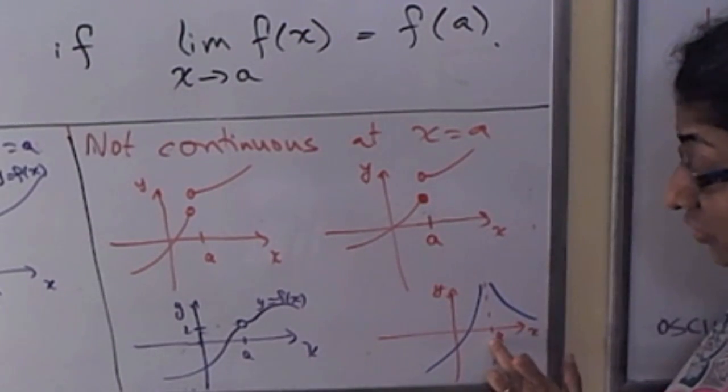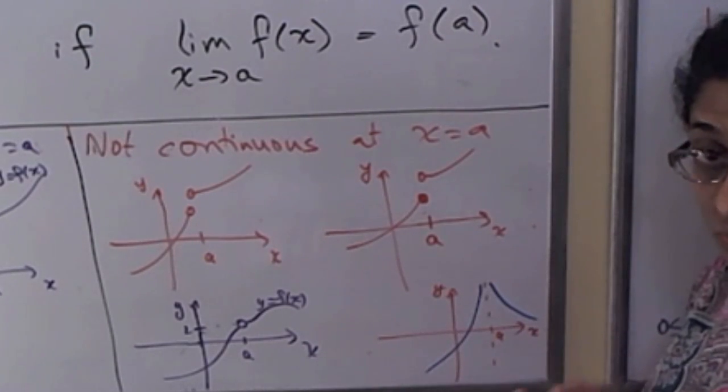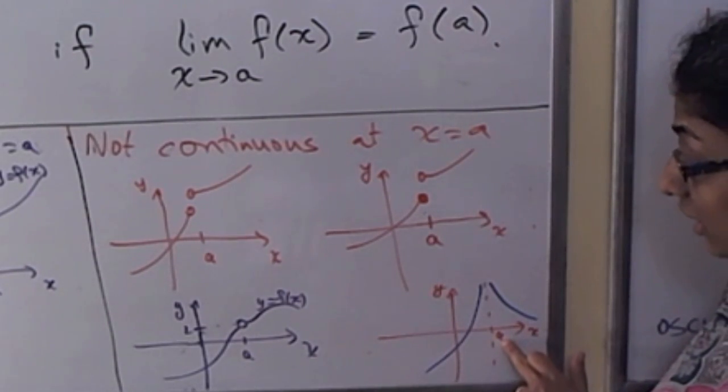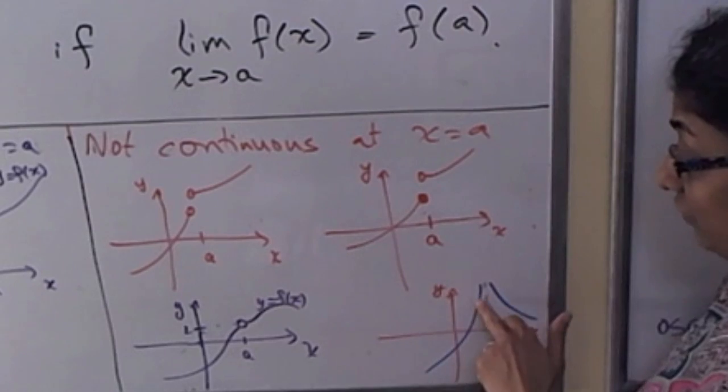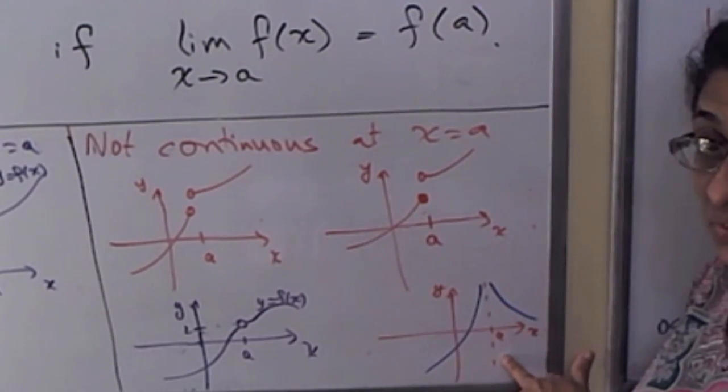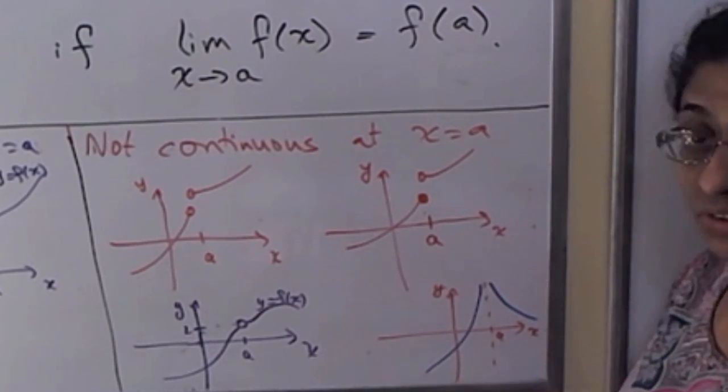Here f of a is not defined. That's enough reason to say this function is not continuous at a. Also notice the left-hand limit and the right-hand limit do not exist. So that's another reason why this function is not continuous. Let's look at this one. This is also a function that's not continuous.